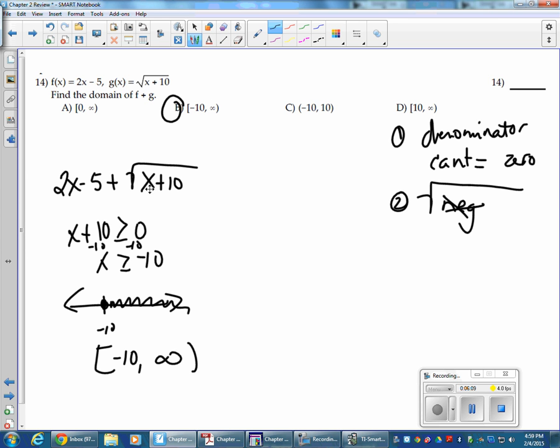I can do the square root of 0. So if I plugged in negative 10, it'd be negative 10 plus 10, which is 0. I can do the square root of 0. I can't divide by 0. But anything larger than negative 10 will work.